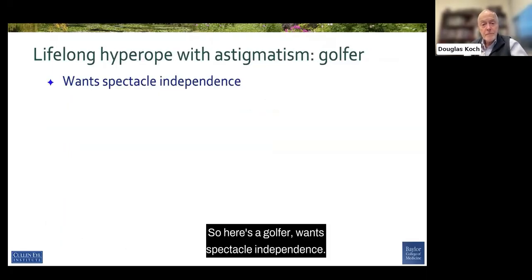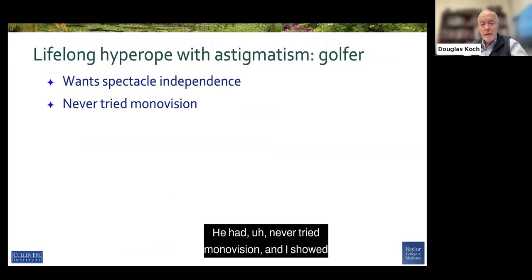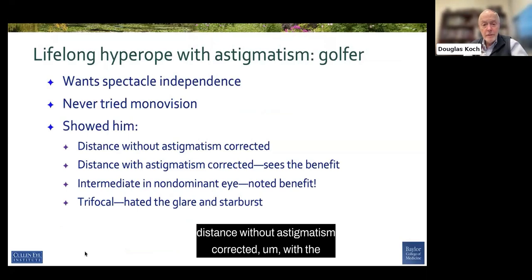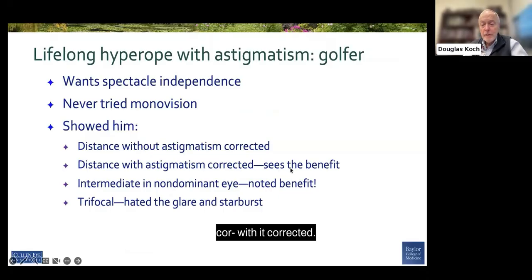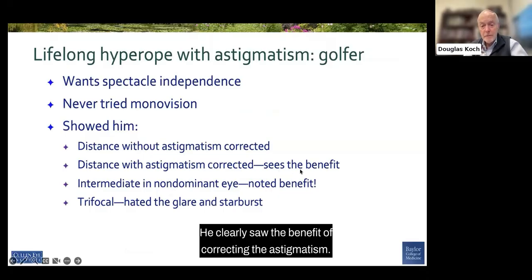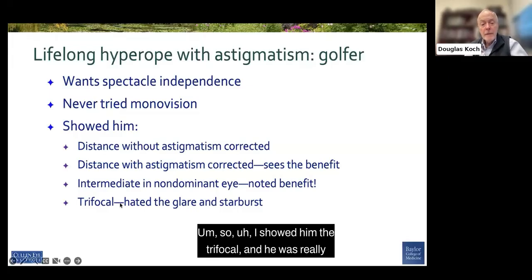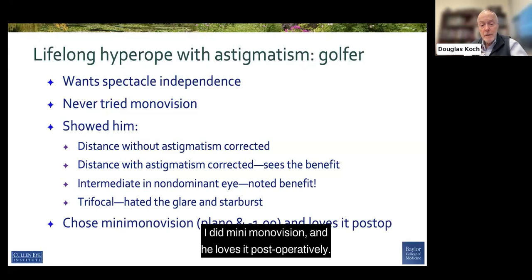So here's a golfer, wants spectacle independence. He had never tried monovision, and I showed him these combinations: distance without astigmatism corrected, with it corrected. He clearly saw the benefit of correcting the astigmatism. Intermediate in the non-dominant eye, kind of intermediate or near, and he really saw the benefit of that, like looking at a scorecard, for example, looking at the course outline. So I showed him the trifocal, and he really did not like the glare and starburst. And so as a result, I did mini monovision, and he loves it post-operatively.